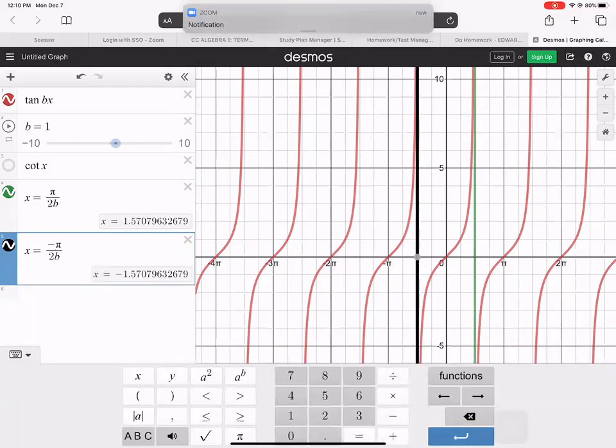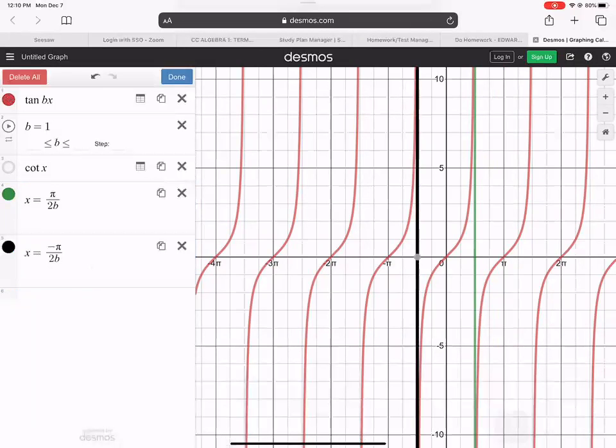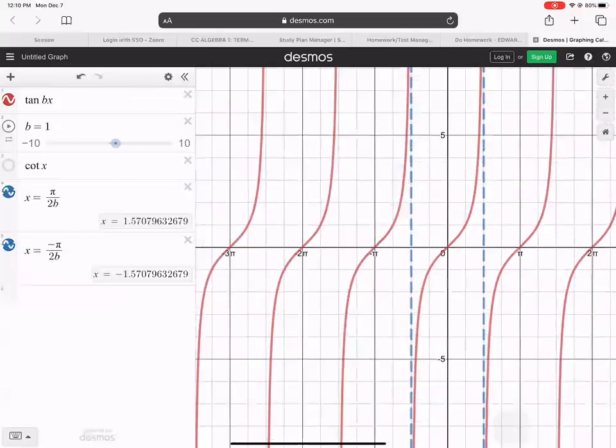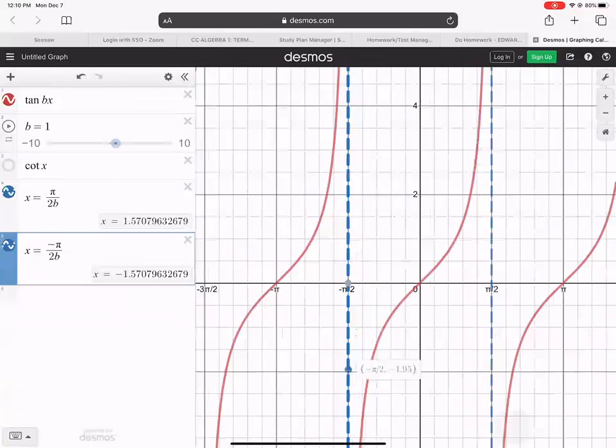Okay, I'm going to do one more thing here. Change these colors to blue and dotted and blue and dotted. Okay, so we have vertical asymptotes, as you guys can see in blue. And those happen at pi over 2 and negative pi over 2.